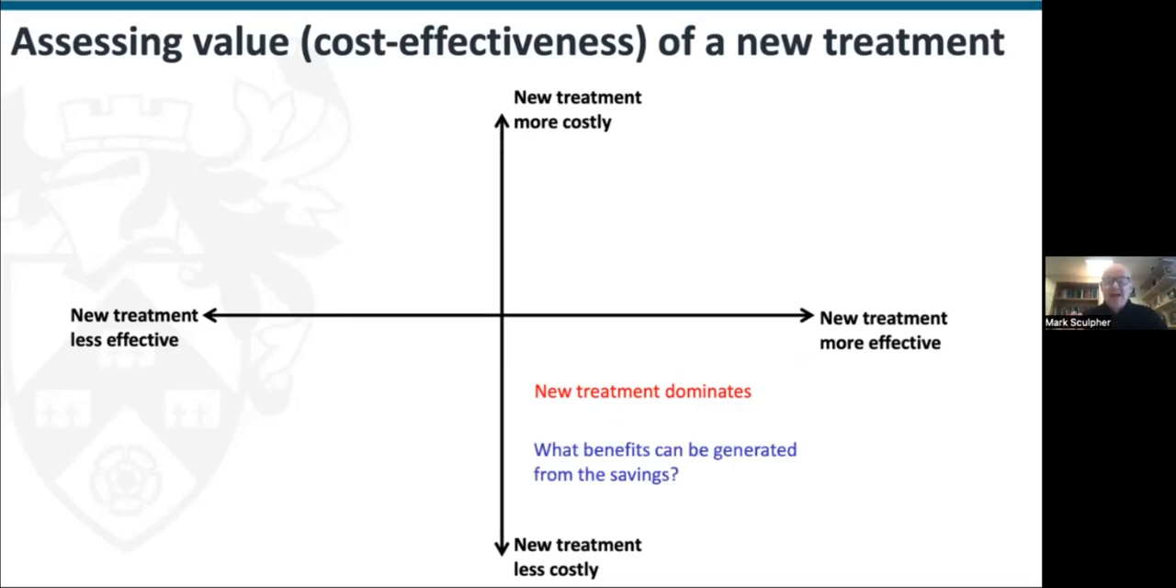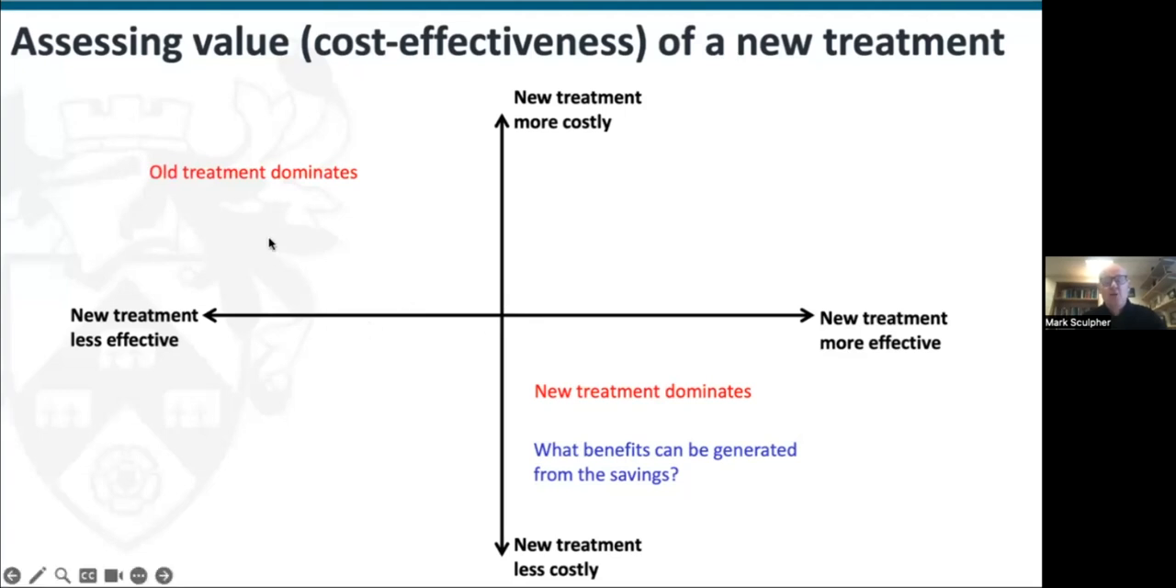And we would ask there about, well, what are the magnitude of the health benefits that the treatment provides? But also we get health benefits generated from the savings that this less costly new treatment offers.